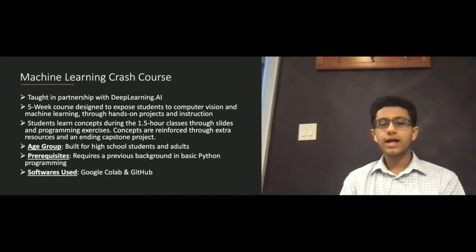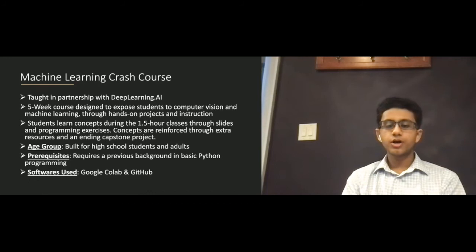In that class, we use Google Colab and GitHub, which are completely free software. GitHub is kind of like a file sharing system. It also uses Git, which is version control. That's where we host the capstone projects and the different code and data sets, so the students can easily download that data and code. And then Google Colab is where they actually do the coding.